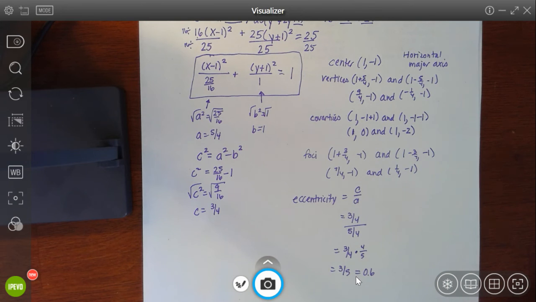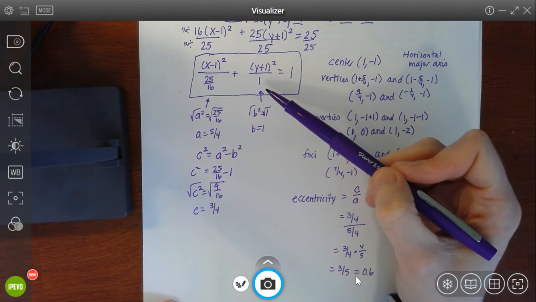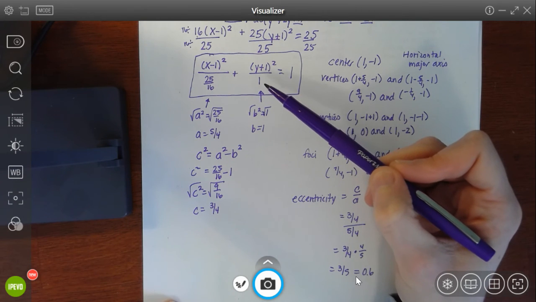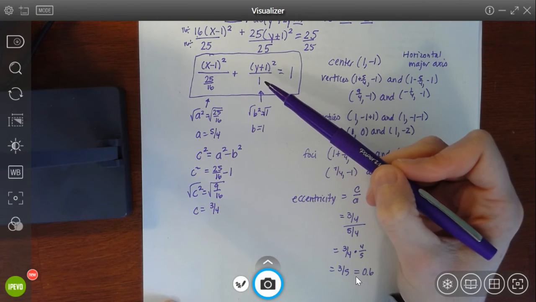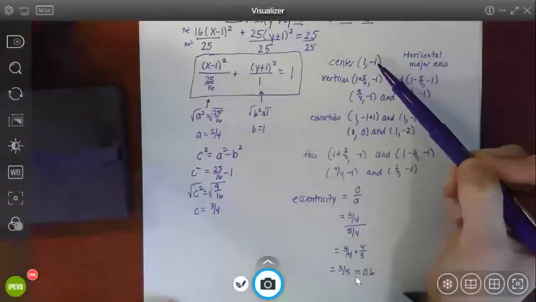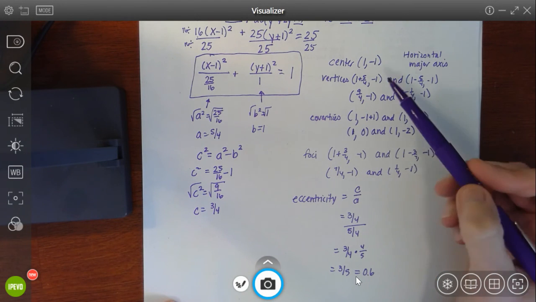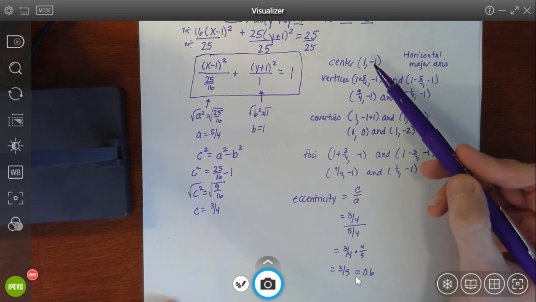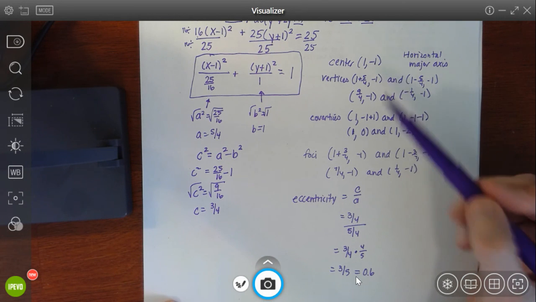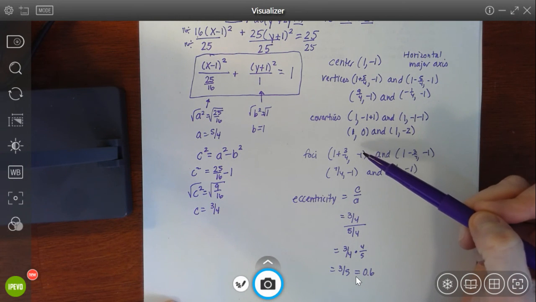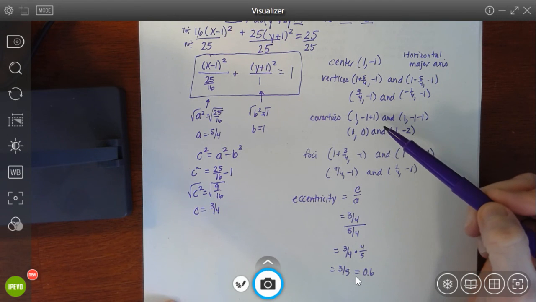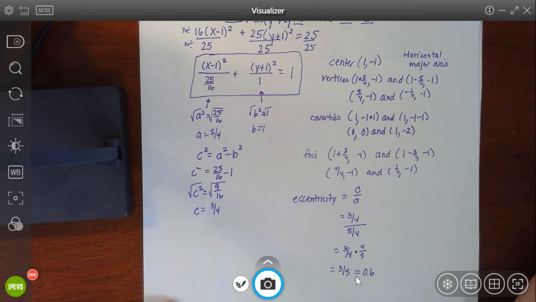Okay, so those are the key things to keep in mind. If my a squared value, if my bigger number was under the y, then I would have transformed the y coordinate of my center from my vertices and my foci by adding, subtracting a to the y coordinate, and then adding, subtracting c to the y coordinate. And then my co-vertices, the b would have been attached to the x value, so I would have transformed that.